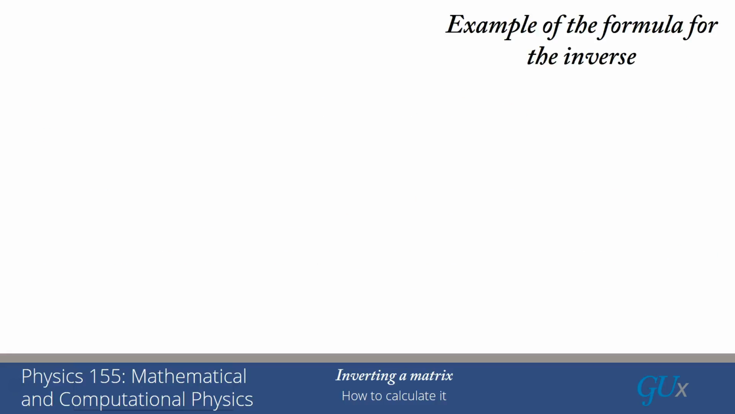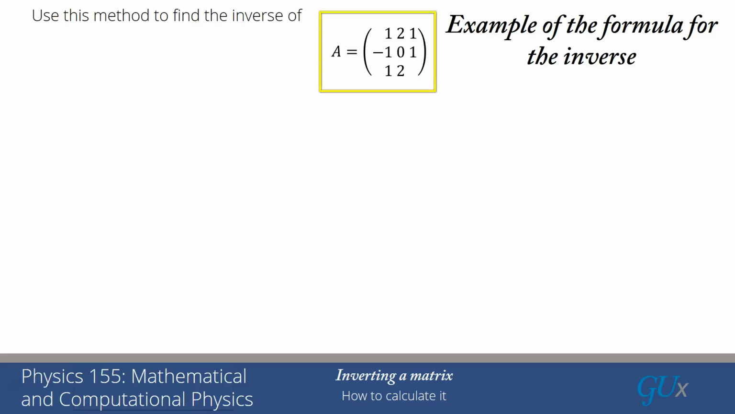All right, let's go through an example of how this works, how we could apply this formula for a matrix. So we're going to look at the inverse of a 3 by 3 matrix. It's 1, 2, 1, minus 1, 0, 1, 1, 2, 3. That's our 3 by 3 matrix. And let's calculate its determinant.